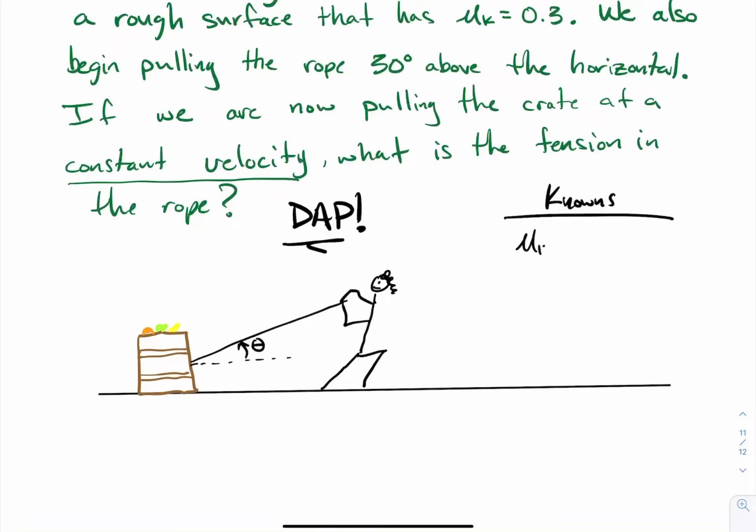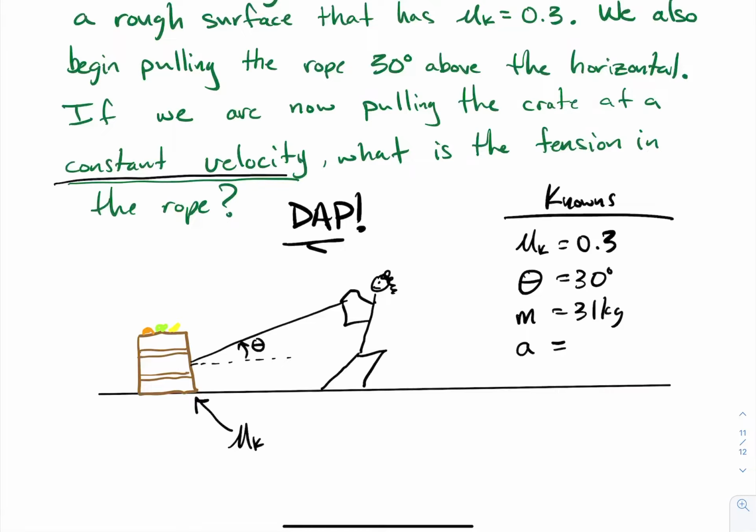We're given that mu sub k, which is between the surface of the crate and the ground, is 0.3. We know theta is 30 degrees. We know mass of our crate is still 31 kilograms. And we know that A is what? Well, if we have a constant velocity, that means that the velocity is not changing, and A is a change in velocity, so of course A is 0. That's important and often overlooked by students when they read a problem like this.